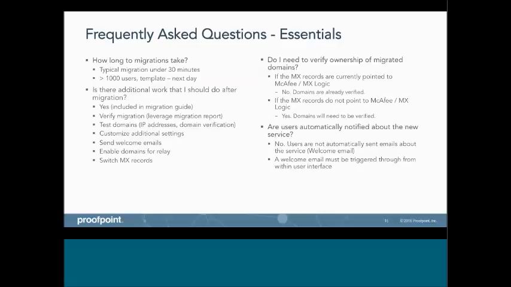Is there additional work that I should do after migration? Absolutely, and this is also spelled out in the migration guide. The migration tool doesn't turn everything on for you. It brings your data over and produces the report that you should review, and if there's anything we didn't migrate, you manually do. You should also test the domains and make sure they're working. It also allows us to be sure that we connect to the downstream destination. Are the IP addresses for Essentials put into the customer's firewall? These are all things that should be done. There are also some additional settings you may want to customize.